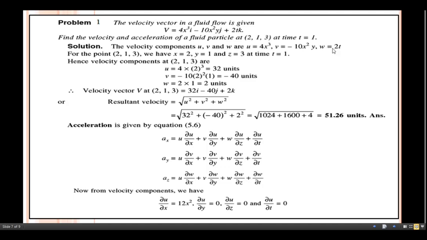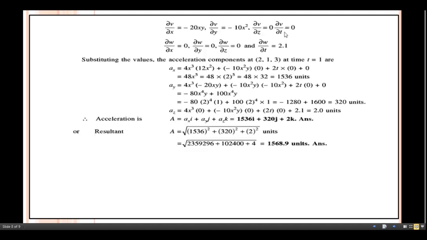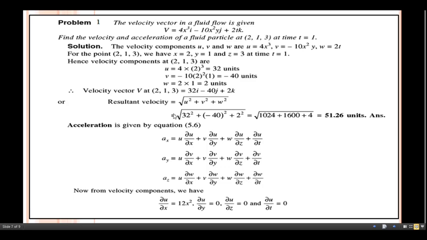Here the next term is 0. ∂v/∂z is 0. Similarly, ∂v/∂t is 0. It is a similar case with the next one, and we can get the information regarding ay. For that, just substitute all these values here and get the answer. Here you can get ay as 320.